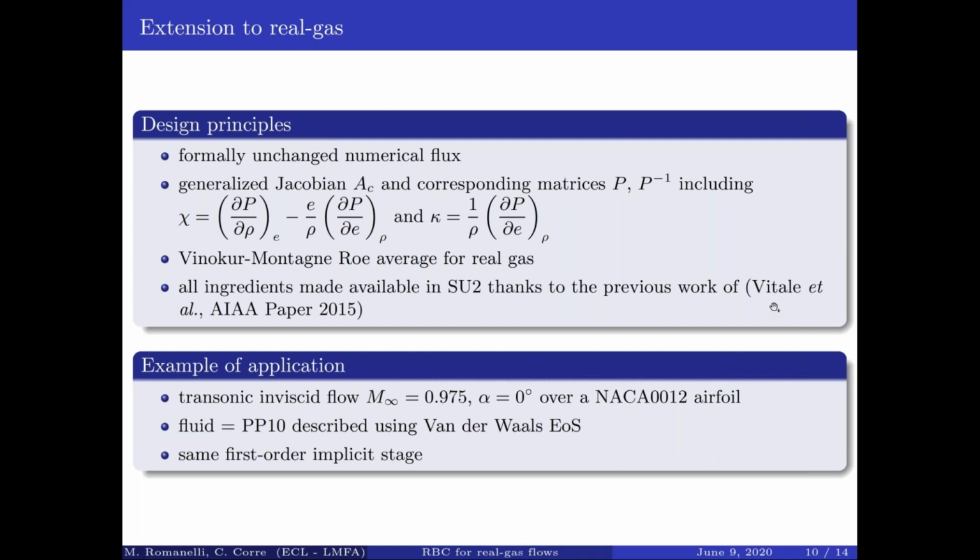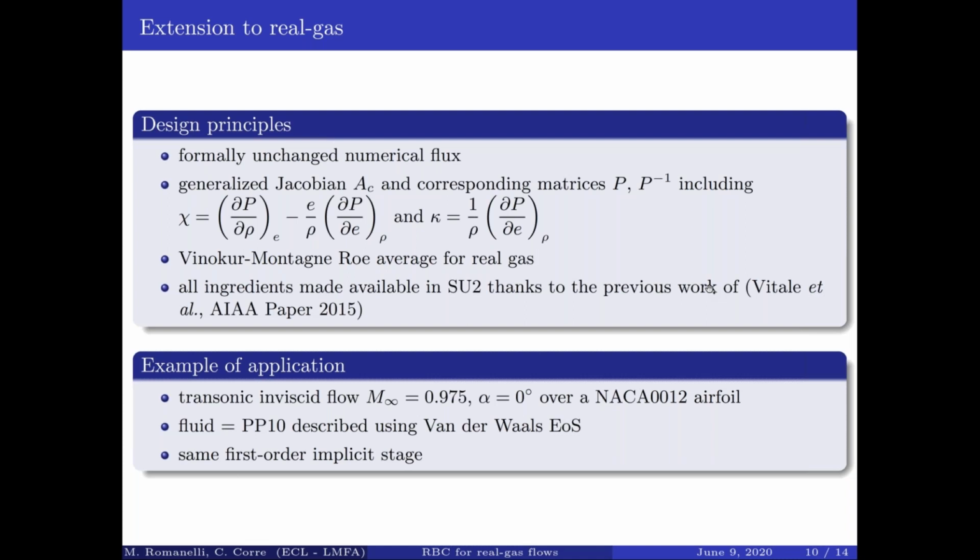Now you need to take into account the partial derivatives of the pressure with respect to density and internal energy, and these formulas depend on the equation of state you're using, be it, in current SU2, van der Waals or Peng-Robinson. We implemented Martineau as well. Another ingredient which is available is the Roe average, the special kind of Roe average that you need to apply. With RBC we're using the same Roe average that people use with Roe. All this, as mentioned, is already available thanks to the good work of Vitale and co-workers in 2015. So we just make use of this.